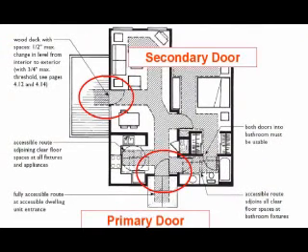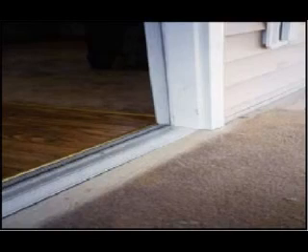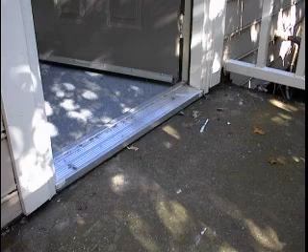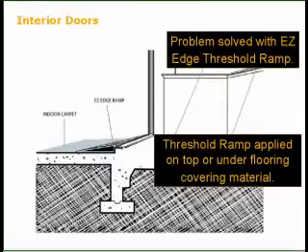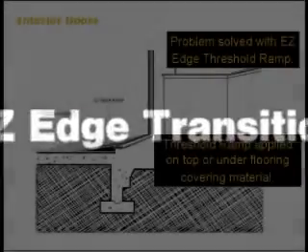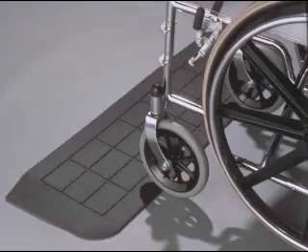secondary door entrances. Retrofit construction requires primary and secondary door transition modifications. Typically, interior and primary door transitions cannot exceed 1/2 inch in height. Transition modifications are EZEmade compliant with the EZEdge ramp.